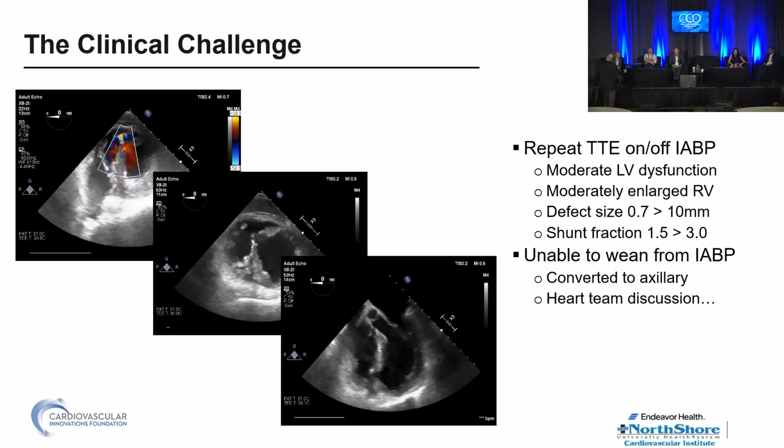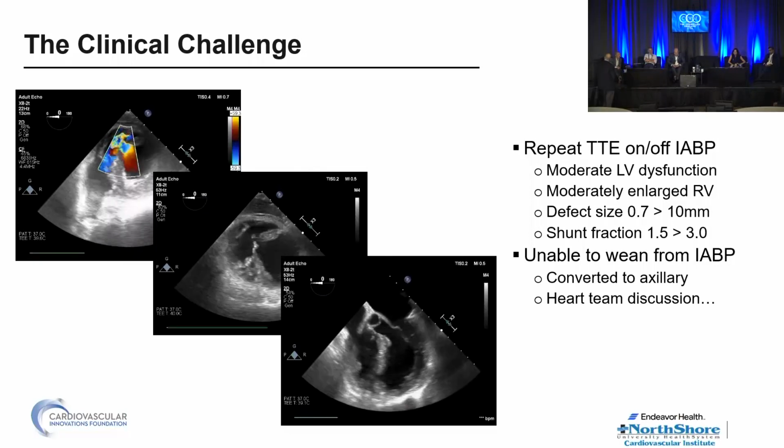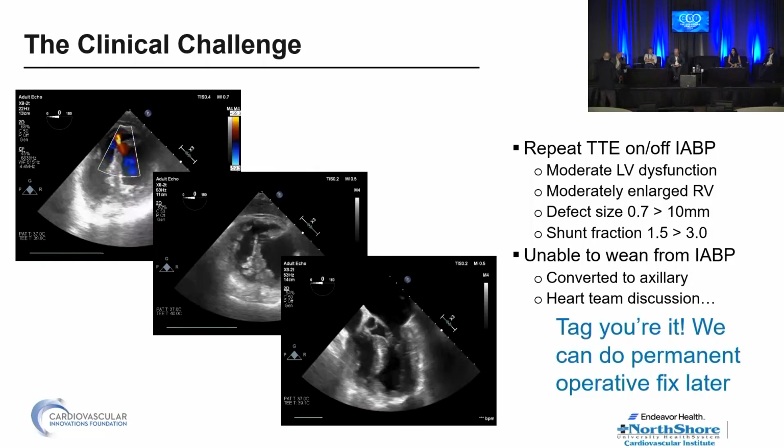So this is the problem. We put the balloon pump in her, and on and off the balloon pump, you really saw that she had a good size apical infarct. Her RV was dilated, and when we paused the pump, her shunt fraction would double. So she was unable to wean off the balloon pump, and we converted her to an axillary so she could walk around. Then we had a heart team discussion like we're always supposed to, and the discussion went something like this: you know, this is your problem, Ricciardi.